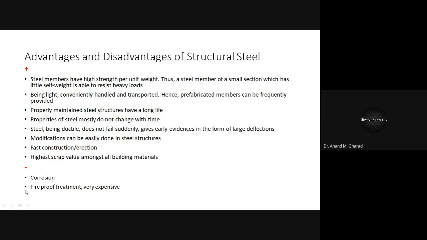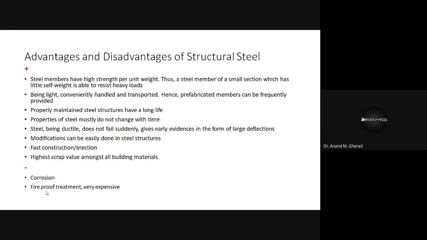Nowadays, research is going on in order to provide some solution related to this expensive business. So we hope that fireproofing treatment can be achieved with a very small amount. That's what we hope for. But the advantages are quite high.